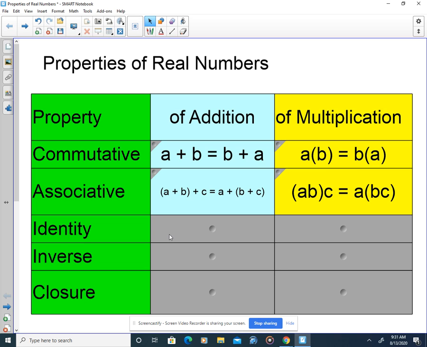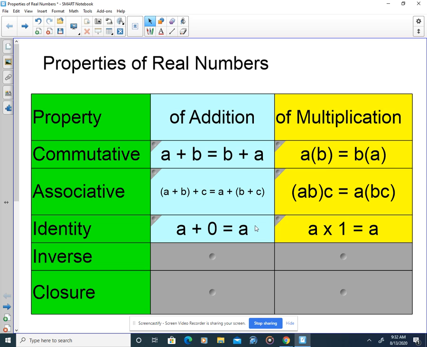Next property we're going to look at is the identity property for addition. It says A plus 0 is equal to A. So it says if you take some real number, add 0 to it, you get the same real number back. The identity for multiplication says you take some real number times 1, you get the same real number back. It's kind of like looking into a mirror. If you're A, looking in the mirror, you see yourself A. You get the same thing back.